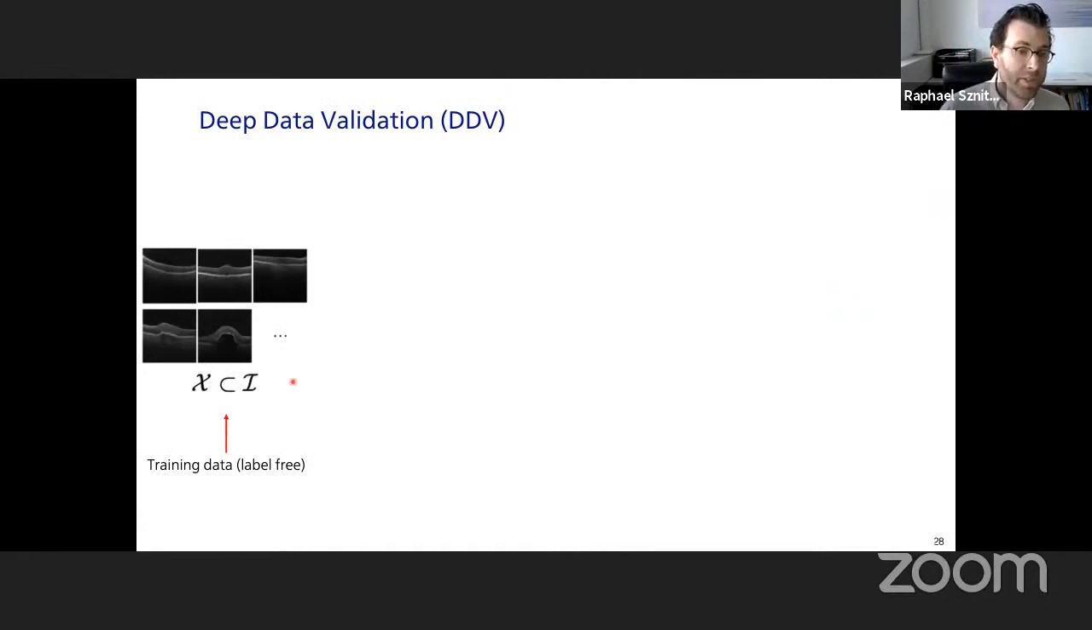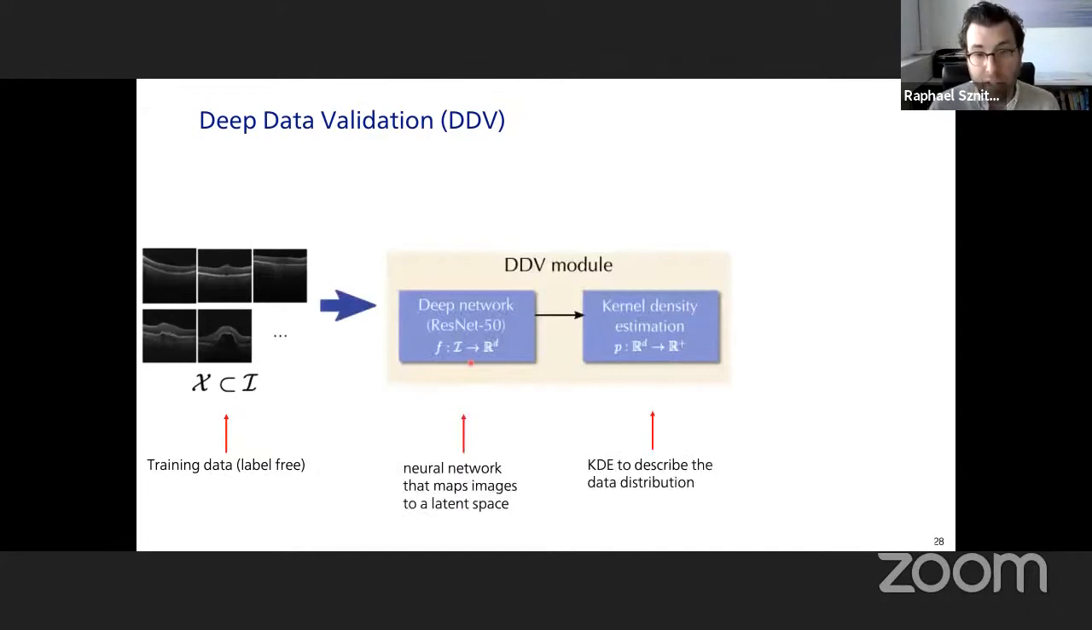So again, we have a training data set. It's label free. So I don't know anything about the data except it's just image data. And we have a two-stage process. So on one side, we have a network, which is basically going to take our images and project them into a d-dimensional space. So that's a typical embedding approach. In our case, we're using a ResNet. That's almost a detail. And then we're really going to have a very simple approach, which is a kernel density estimation, which is going to build a probabilistic distribution over this high-dimensional data and provide an R+ space.